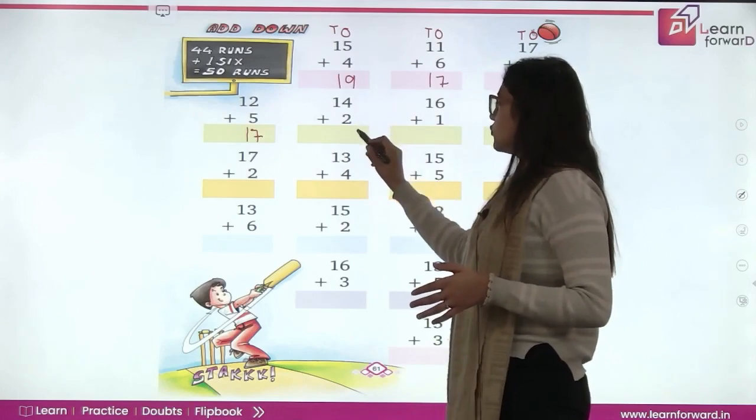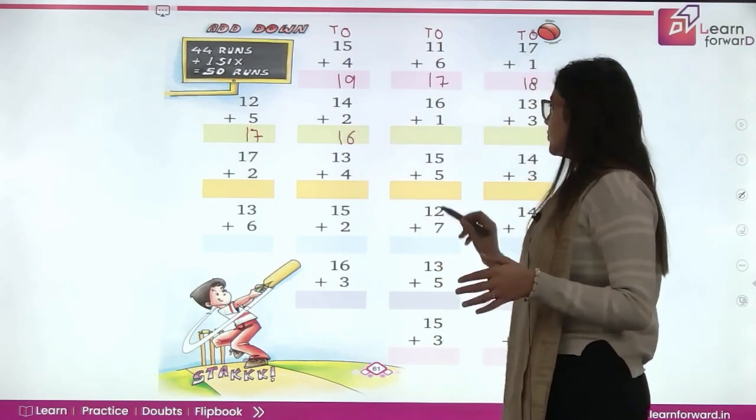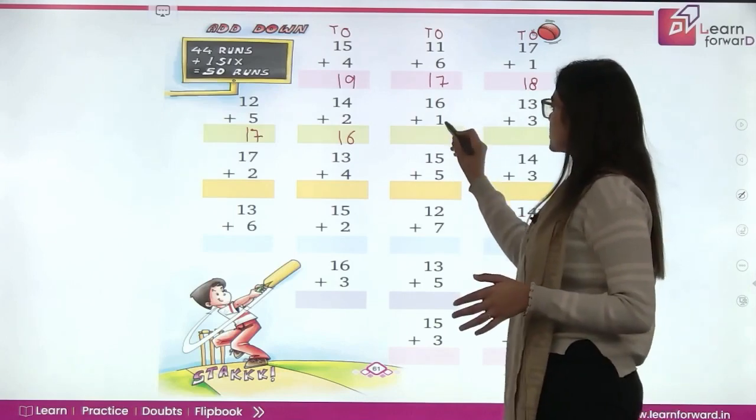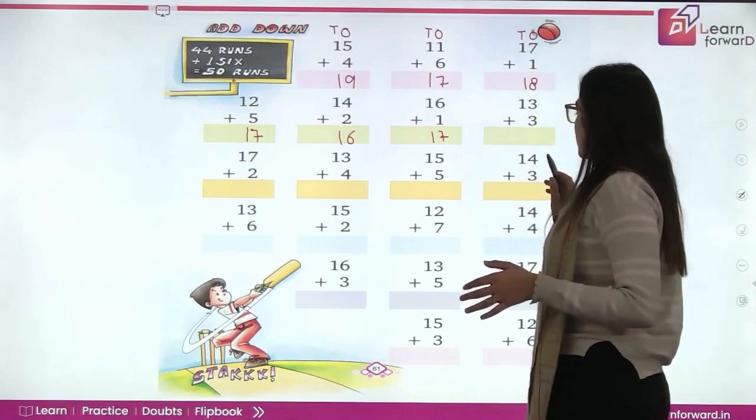4 plus 2. 4 plus 2 is 6. Then 1. 14 plus 2 is 16. 16 plus 1. So 6 plus 1 is 7. And 1 as it is आ जाएगा. Now 3 plus 3.